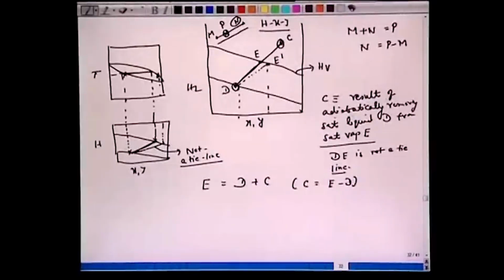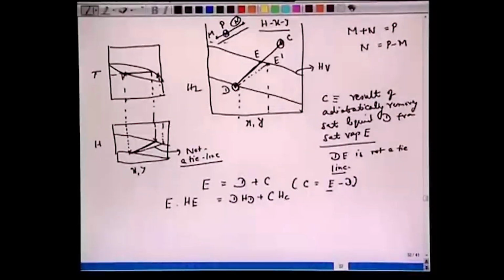C is a result of adiabatically removing saturated liquid D from saturated vapor E, but not necessarily at the same temperature. If they are the same temperature, of course it will be a tie line. Right now we are just applying a mixing rule. E equals D plus C. We can also write the energy balance: H_E E equals D H_D plus C H_C.